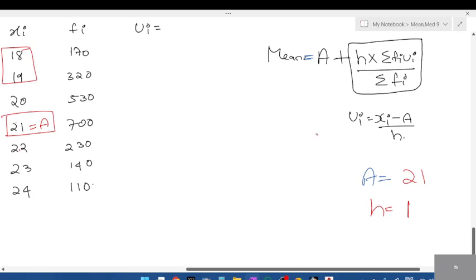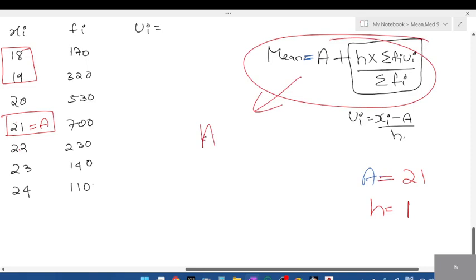H value. What do you want me to repeat, Bhargavi? See, A value is how much? And what is the other thing required in this? In this, what are the different variables we have? We have A, H. Next, what else? What are different variables? Fi. Fi we know it's already given in the table, right? Fi is already given.